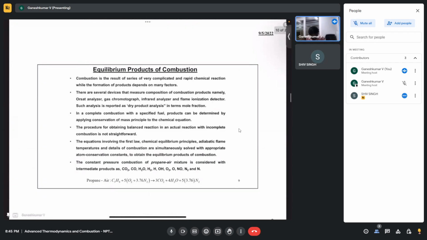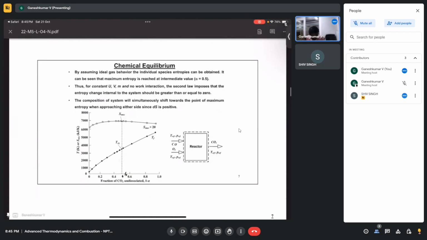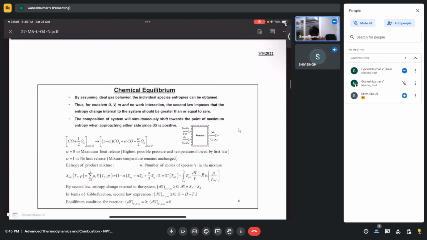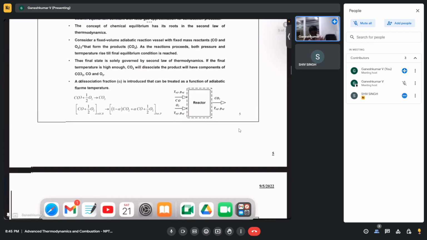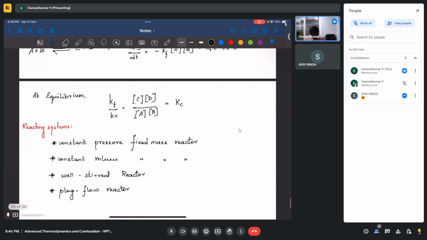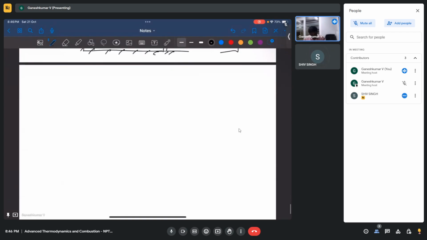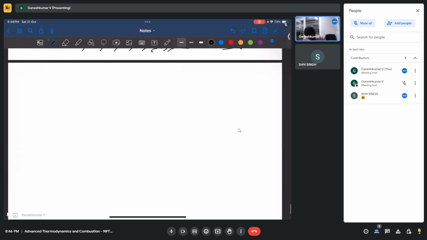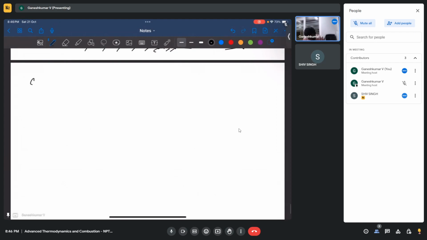And one more thing is chemical equilibrium calculation, right? Basically, this is not discussed in detail in this course, but let me show you how it can be done. Let's say you have some fuel. Let's say you take propane, C3H8. Propane reacts with air, let's say O2 plus 3.76 N2.